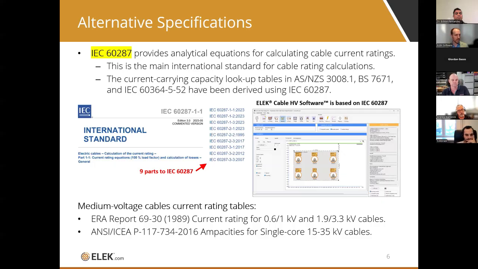I've also listed a couple of standards around that list medium voltage cable ratings. Those are listed there on the slide as well. But again, those are based on calculations from IEC 60287, that method there, which is quite extensive, and or more advanced software calculations.